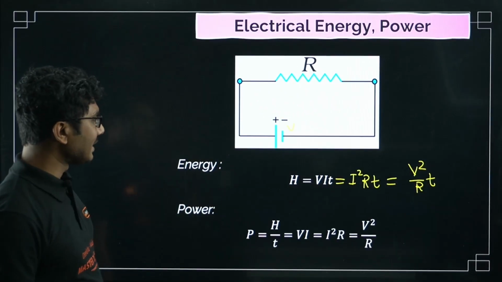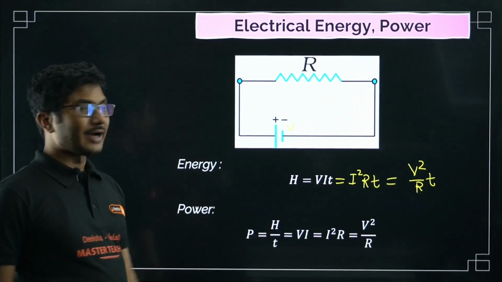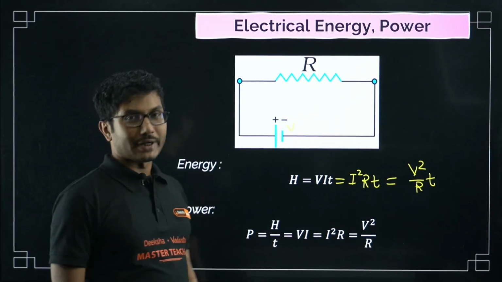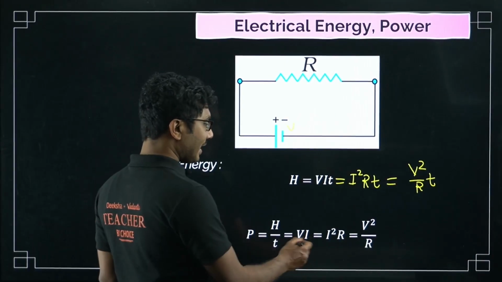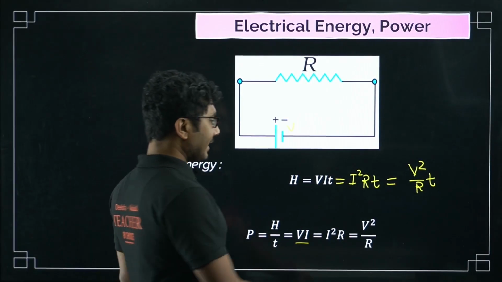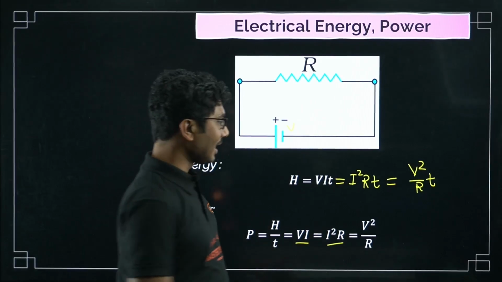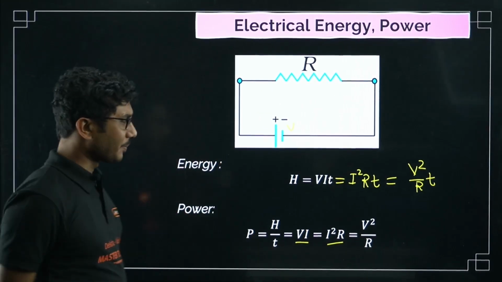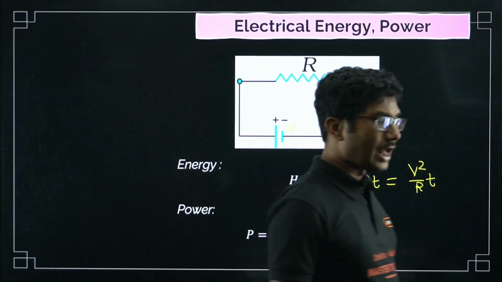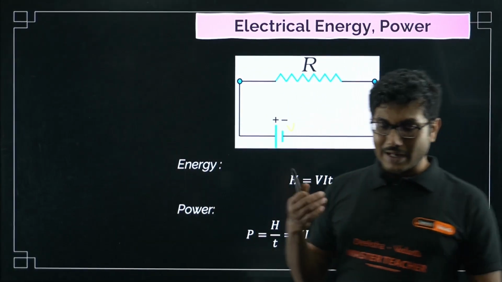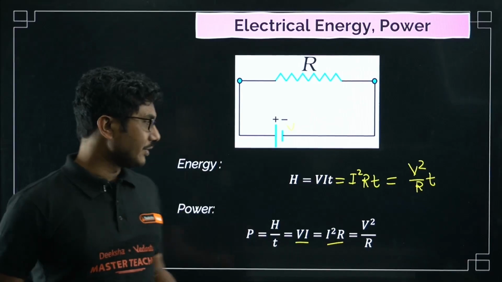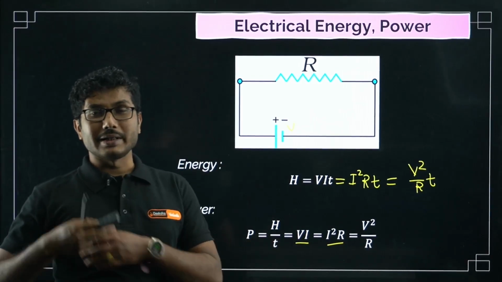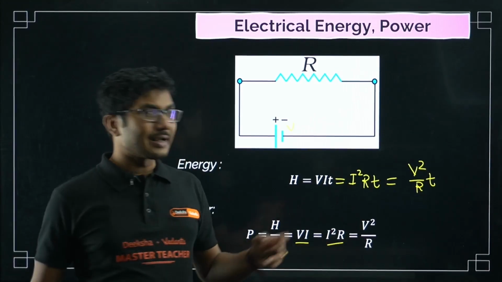Now power is given in the same way: if you divide the energy by time, you get the power. So first it is VI, then next is I square R, and last is V square by R. These are the equations for power. Sometimes, based on the question and whatever values are given to you, you have to choose different equations. For example, there is a question where V and R are given.